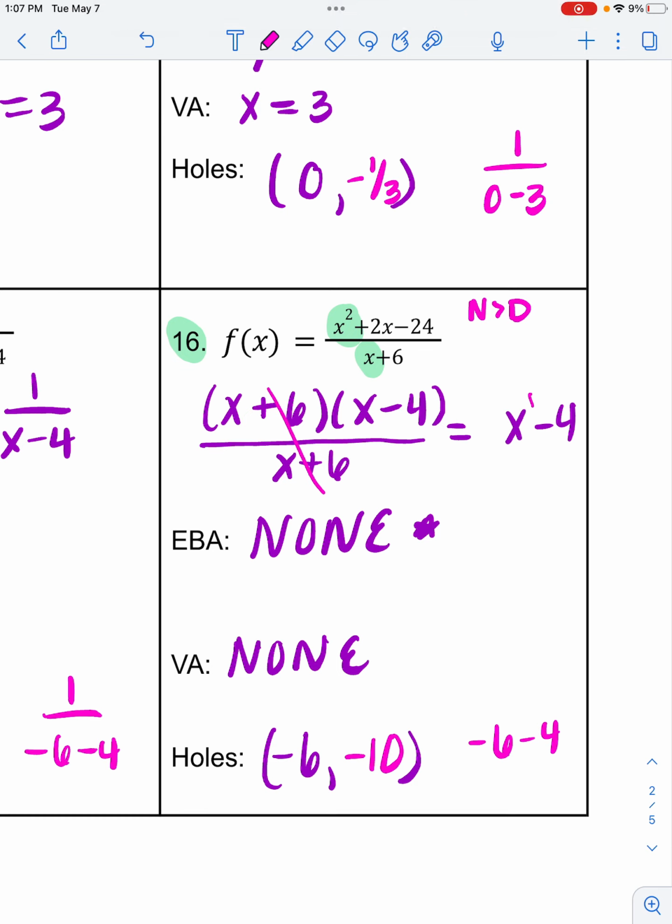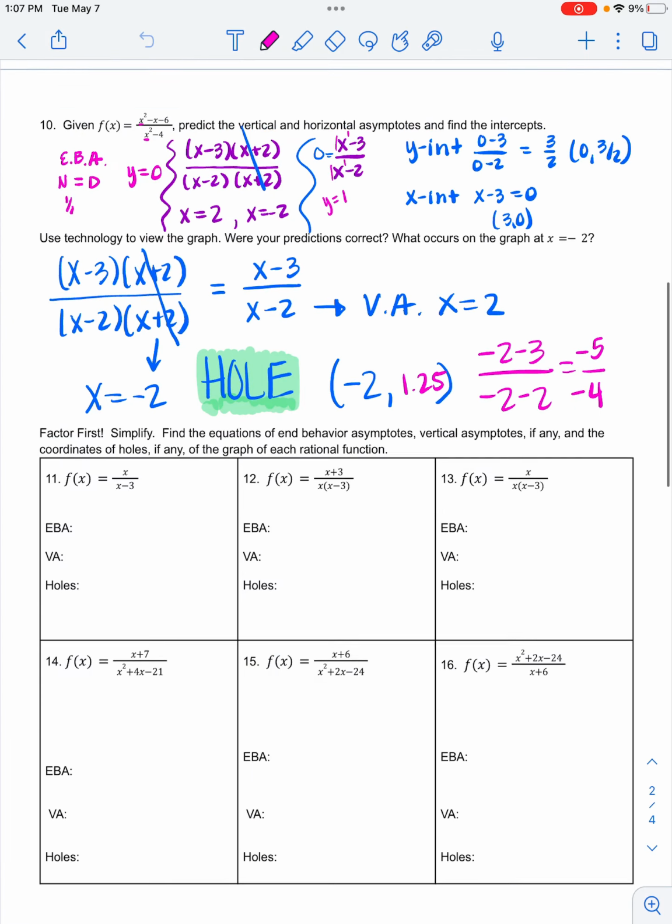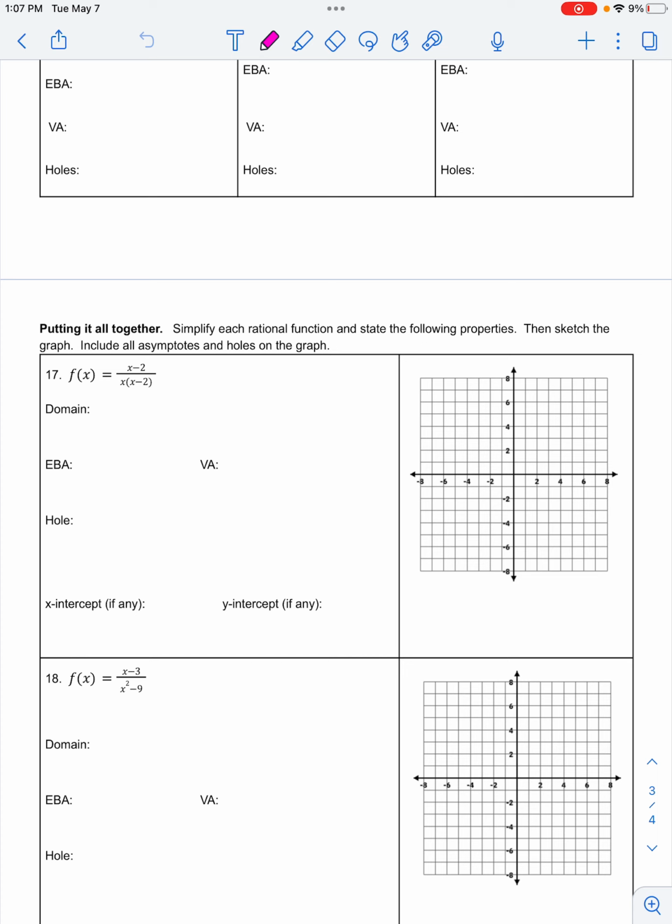Okay? All right, so now we are going to put everything together on a graph, and then you're going to do some practice questions yourself. Okay, so we're going to put this all together.